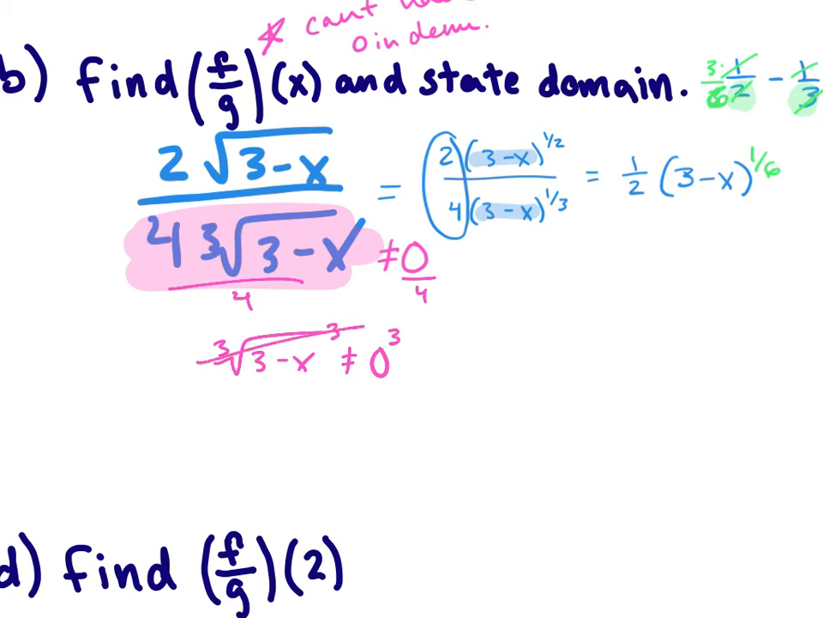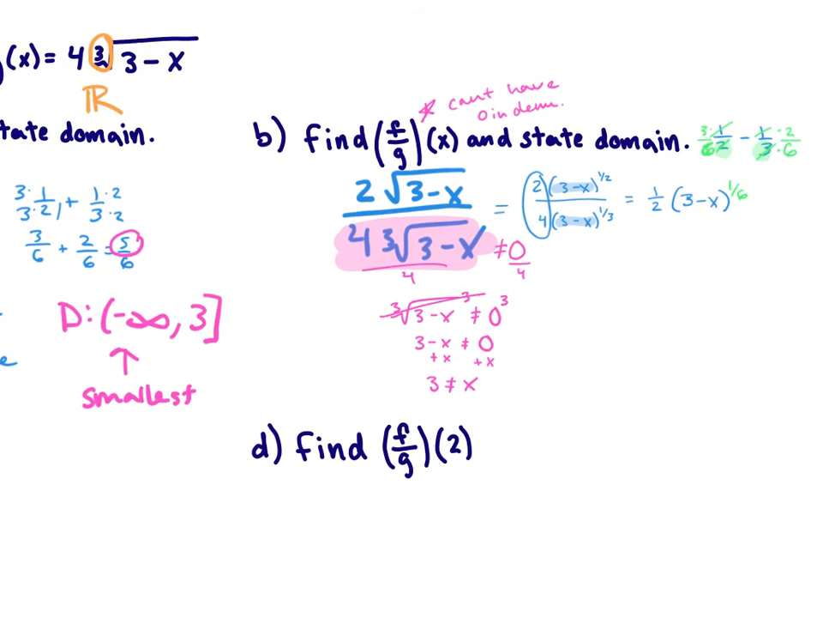How do we get rid of that cubed root? Cube both sides. What's 0 cubed? 0. And now we can add x. So 3 cannot equal x. X cannot be 3. We use the same domain that we had when we were multiplying, so this.